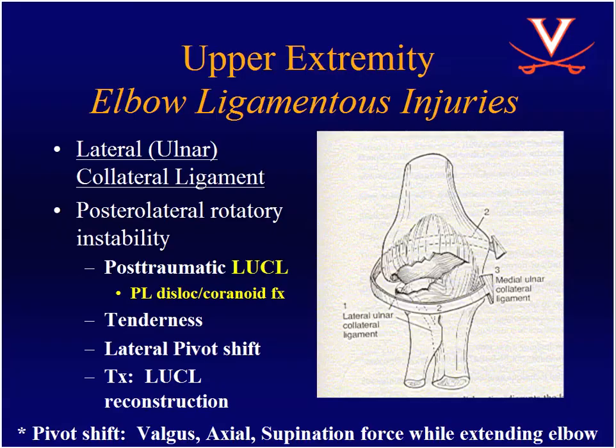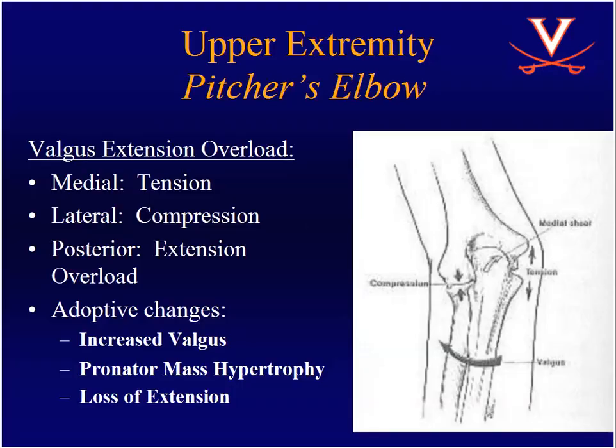On the other side, also described by Morey and O'Driscoll, is the so-called posterior lateral pivot shift to the elbow, which I think only Sean O'Driscoll knows how to perform. The treatment here is lateral ulnar collateral ligament reconstruction. Valgus distension overload is very common in pitchers. They get these adaptive changes, including increased valgus, loss of extension, and osteophytes. Treatment then is to debride those.